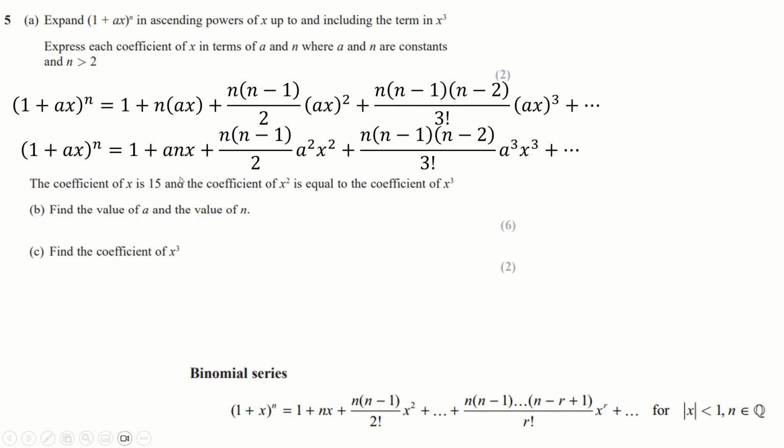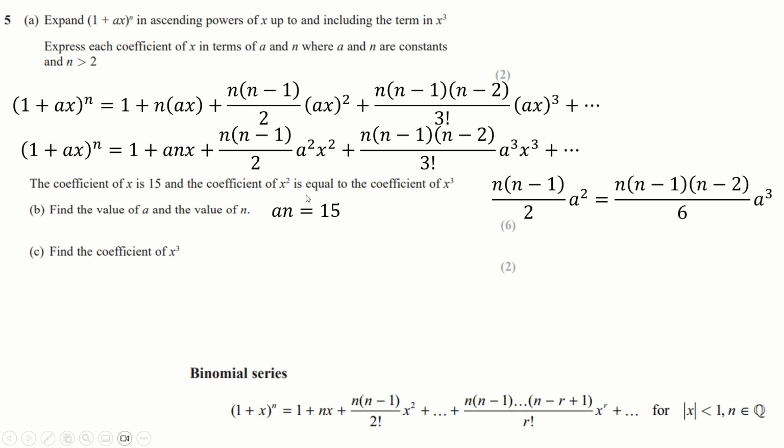Anyway, the coefficient of x is 15, so that means an is 15. And the coefficient of x squared is equal to the coefficient of x cubed. So therefore, all of this stuff here equals all of this stuff. Now, a isn't 0, because if a was 0, this couldn't be the case. So let's divide by a squared to get rid of this and turn this into an a. We can also say n isn't 0 or 1, because n is bigger than 2. So we can cancel all of that with all of that safely, and we end up here.